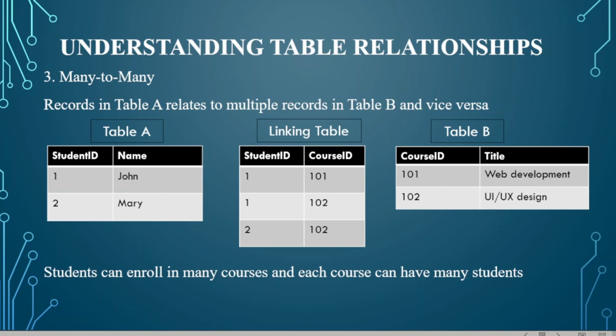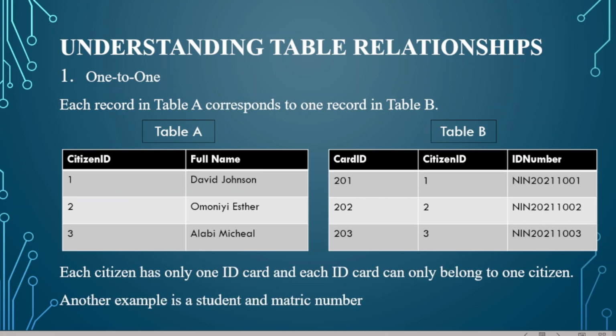So before we move to joins, I would want you to take a look at this table again. In the one-to-one relationship, we have two tables here. We have table A and table B. We have citizen ID and full name in table A, and we have card ID, citizen ID, and ID number in table B. Before we go to joins, I want to chip in something.